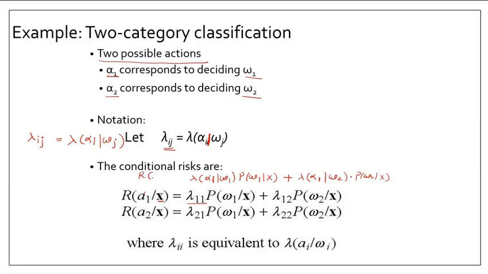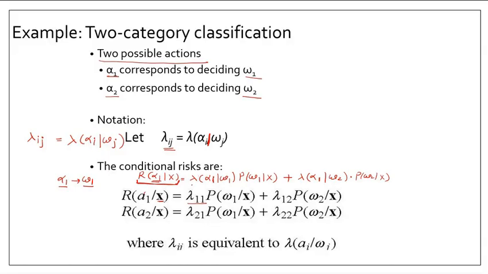I am writing here once again. So this is the risk. What is the risk here? I am taking decision in favor of omega 1, that is, alpha 1 is my decision. So when I take decision alpha 1, that means I am declaring my class of input to be omega 1. If I do that, what is the risk in taking such a decision? So it is the risk of taking decision alpha 1 given input is x.